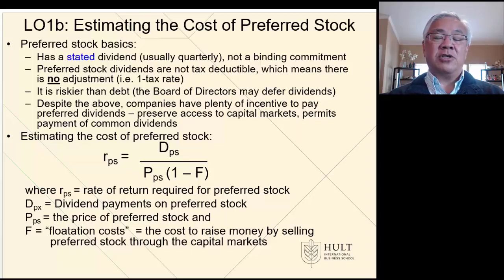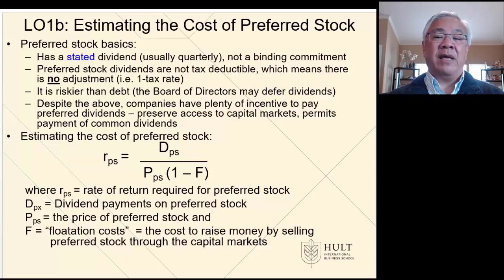Now, the rights of the shareholders are not lost, however, because the company cannot resume payments to any of its common shareholders until it catches up, so to speak, of all the prior and unpaid preferred stock dividends. So that's just a provision in typical preferred stock agreements. There's no tax deductibility because, again, it is not interest, therefore it's not tax deductible. So we do not need the 1 minus T adjustment. It is riskier than debt because it's not a binding commitment, as we just discussed.